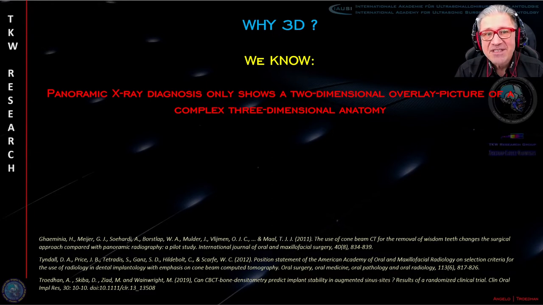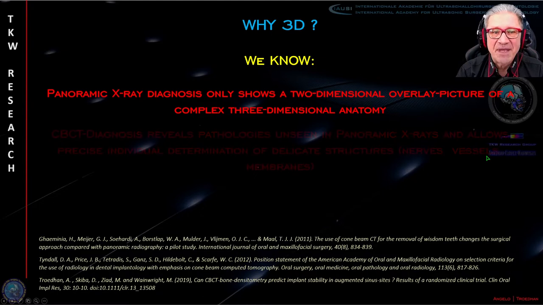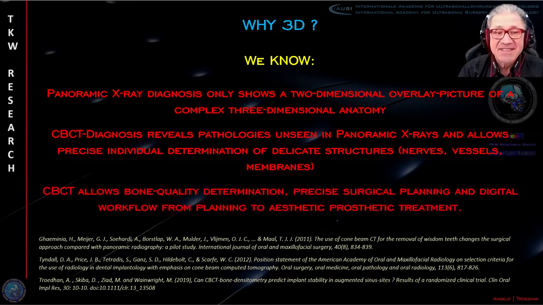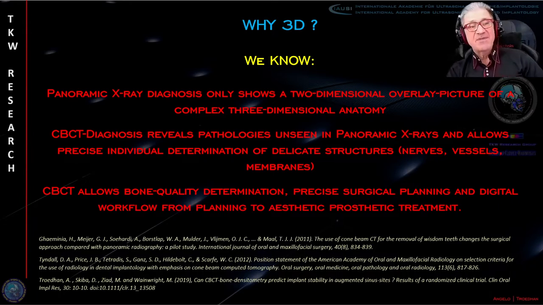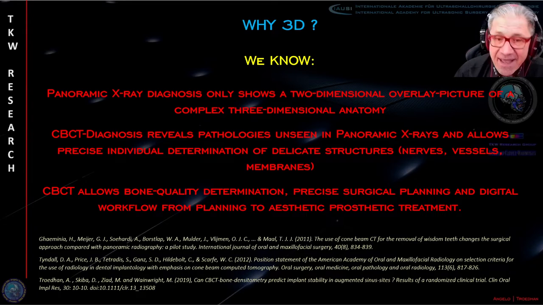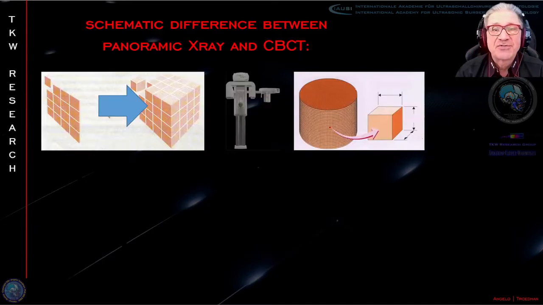Panoramic X-rays diagnosis only shows a two-dimensional overlay picture of complex three-dimensional anatomy. Second, CBCT diagnosis reveals pathologies unseen in panoramic X-rays and allows precise individual determination of delicate structures, which is very important regarding nerves, vessels, and, for instance, sinus membranes. And of course, CBCT allows bone quality determination, a precise surgical planning in the third dimension, and the entire digital workflow from planning up to the aesthetic prosthetic treatment.